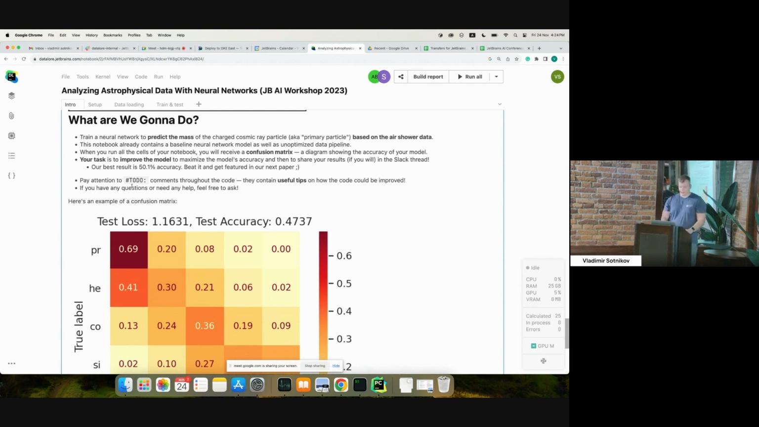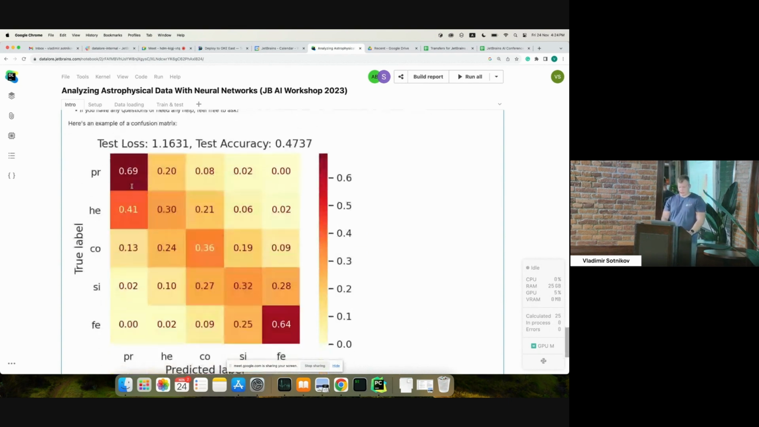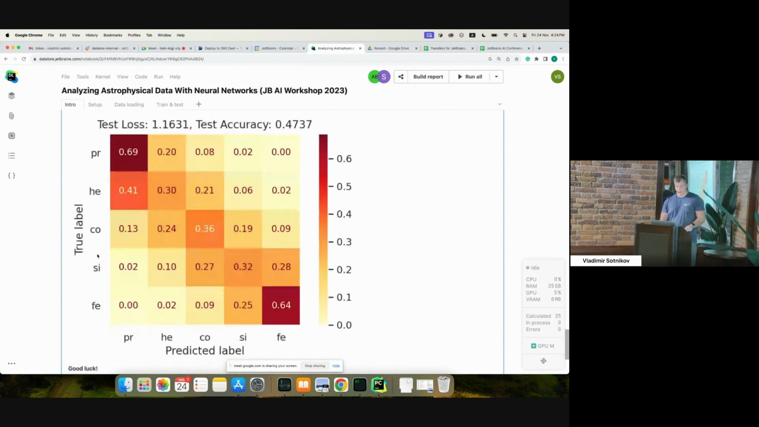Once you run the pipeline, you will get the confusion matrix, which is a graph showing the accuracy of predictions for each class, each particle. So we have protons, helium, carbon and oxygen matched in a single class, silicon, and iron.